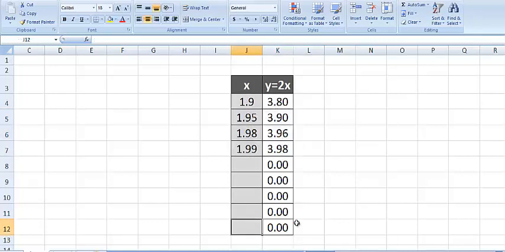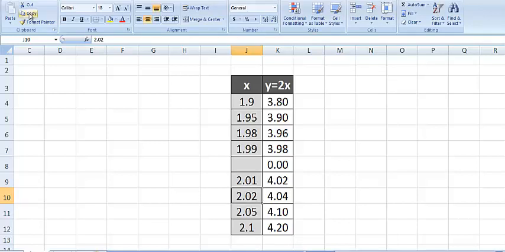Or if I choose from the right side, 2.1 gives 4.2, 2.05 is equal to 4.10, 2.02 is 4.04, and at 2.01 the value is getting closer to 4.